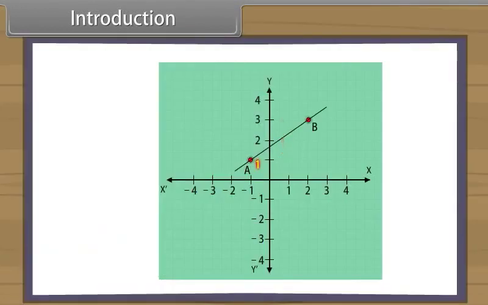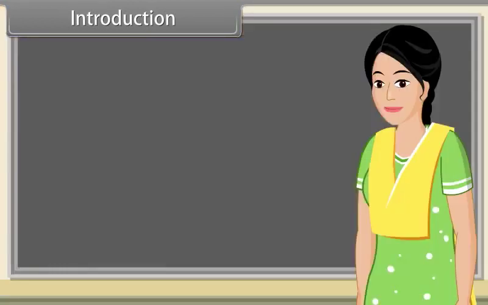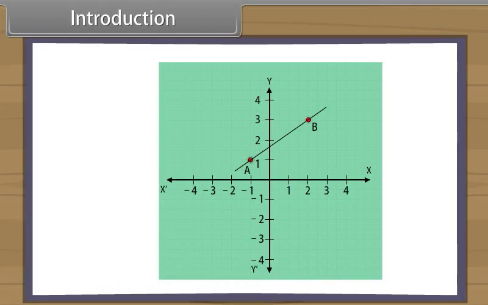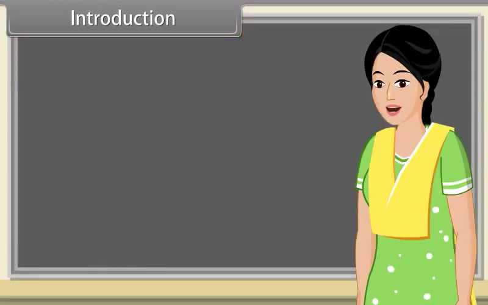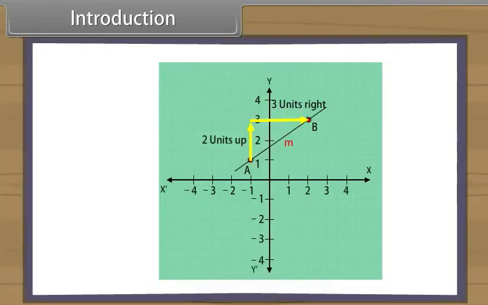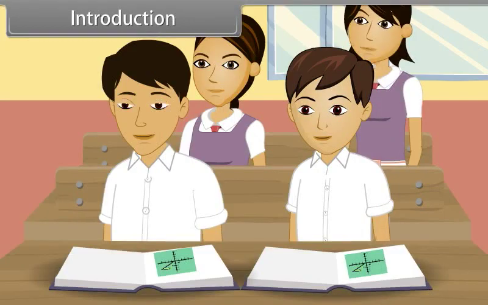We can see that the up movement is positive while a down movement is negative. In the same manner, a right movement is positive while a left movement is negative. Notice that to go from points A to B, we went 2 units upward and then 3 units to the right. A slope of a line represented by letter m is expressed as up or down movement divided by the right or left movement. Teacher, can you please explain to us the slope of the line?